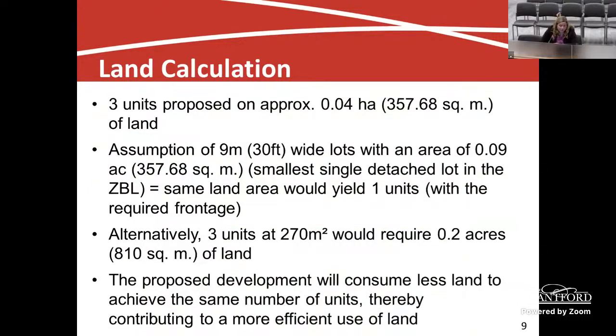In regards to the land calculation, 3 units are proposed on this site. The site is approximately 0.04 hectares of land. An assumption of the smallest single detached lots would yield only 1 unit, or in comparison, 3 single detached units would require 0.2 acres of land. Thus showing a better utilization of our existing infill lands.